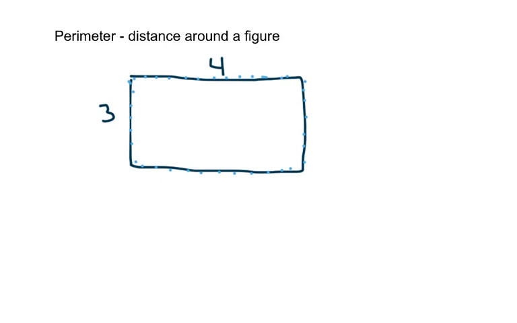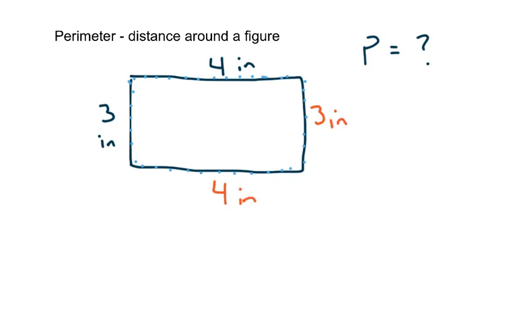Now let's say we've been given a rectangle that has a length of 4 inches and a width of 3 inches. And we want to know what is the perimeter of this rectangle. Well, since it's a rectangle, that means that the sides opposite each other are equal. So if the width is 3, then that's going to be consistent. And if the length is 4, then that's going to be consistent. And those are in inches as well.